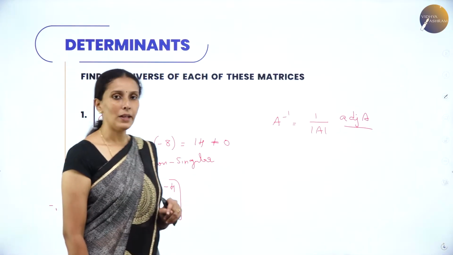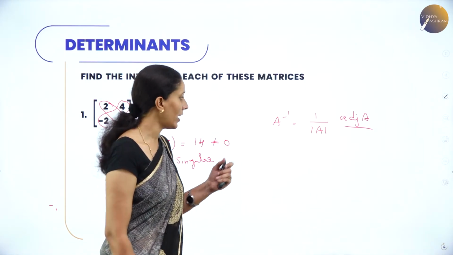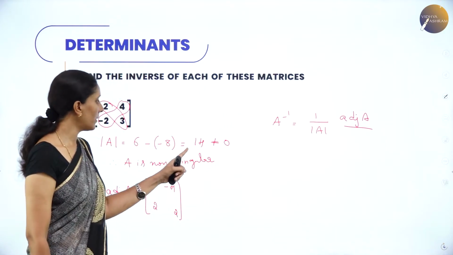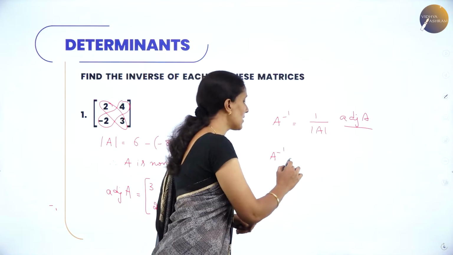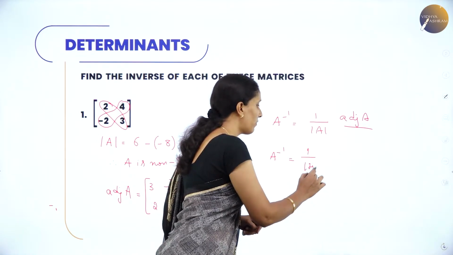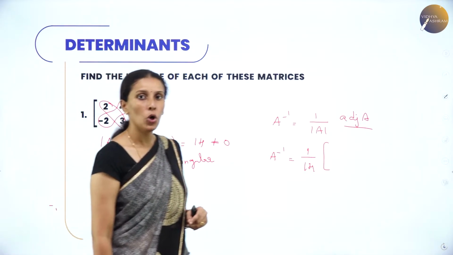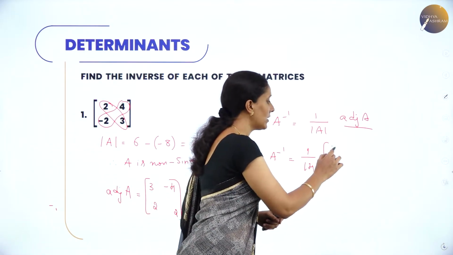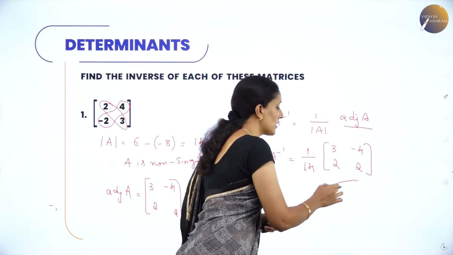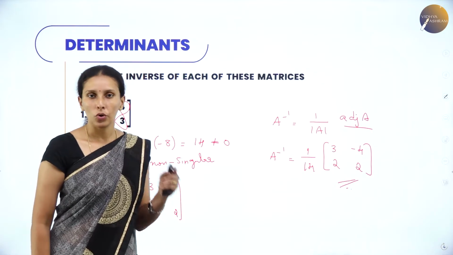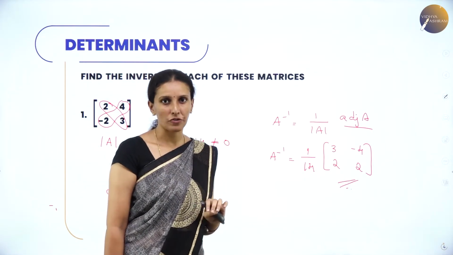Now using the formula, that is 1 over determinant A into adjoint A. So what is the value of determinant we got? That is 14. So I can write it as A inverse is equal to 1 divided by 14 into, what is adjoint A? 3, minus 4, 2 and 2. So this is the inverse of 2 cross 2 matrix. The same formula is used for all square matrices.